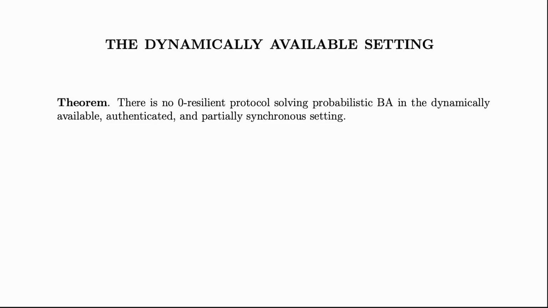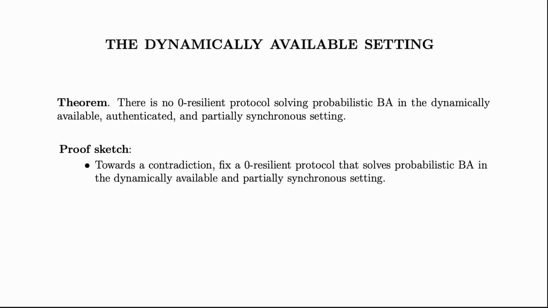Okay, so that's the statement of the theorem. It's obviously a negative result. As I say, this will later on be useful in separating the dynamically available and quasi-permissionless settings. And what I want to do now is just to sketch the result at a high level. Okay, that's going to give us a sort of cartoon version of the proof. For the details, again, I'll refer you to the paper.